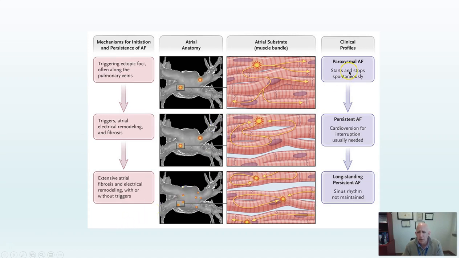AFib can be paroxysmal, meaning it comes and goes intermittently. That's often what happens at first. It can be persistent, meaning they've gone into it and stayed in it, but you might be able to get them out with medications or electricity to get them back to a sinus rhythm. And then if it's been present for a long term, you can get long-standing persistent AFib, which is much harder to get out of and stay out of. And there are changes that go along with the atrium, and here's showing the left atrium with the pulmonary veins, and how the muscle and the pathways can change over time as you have AFib longer.